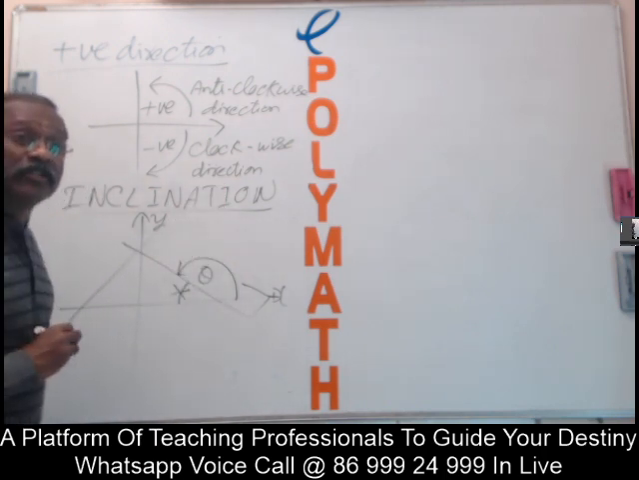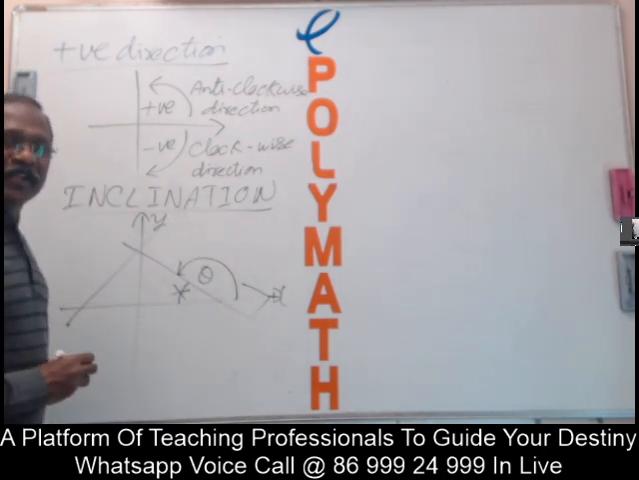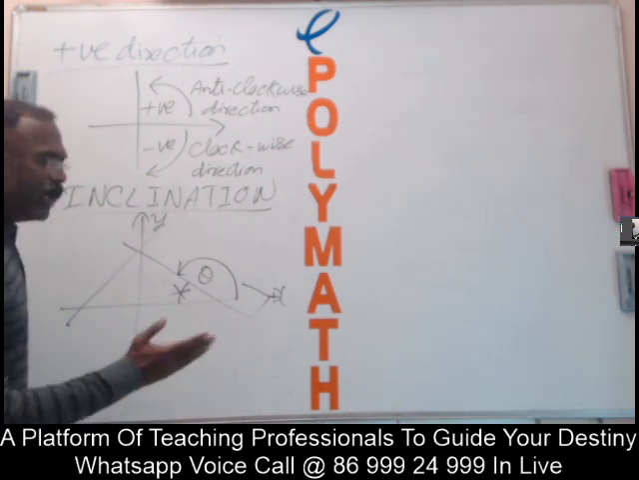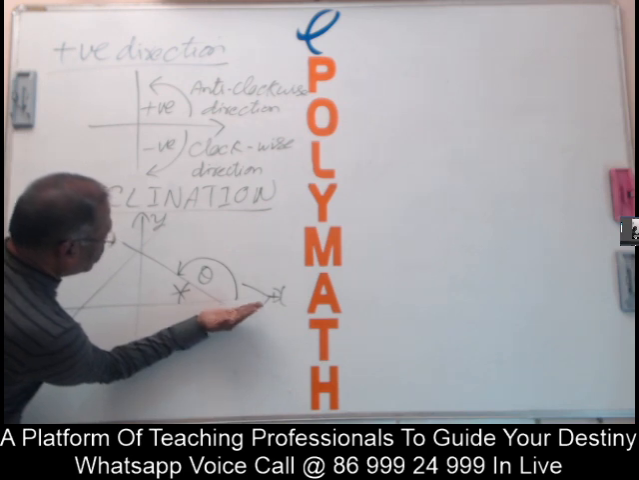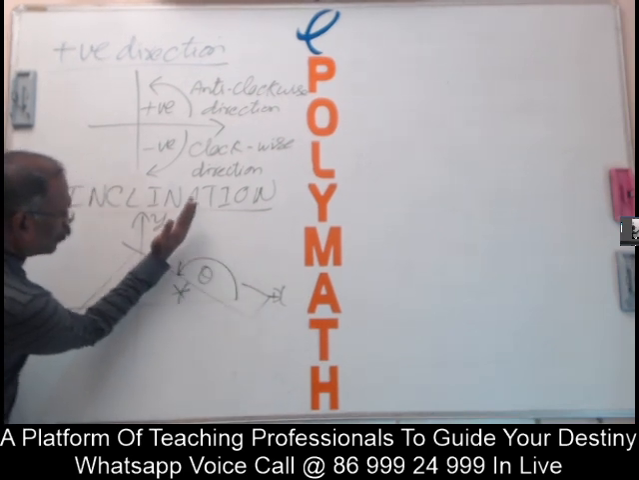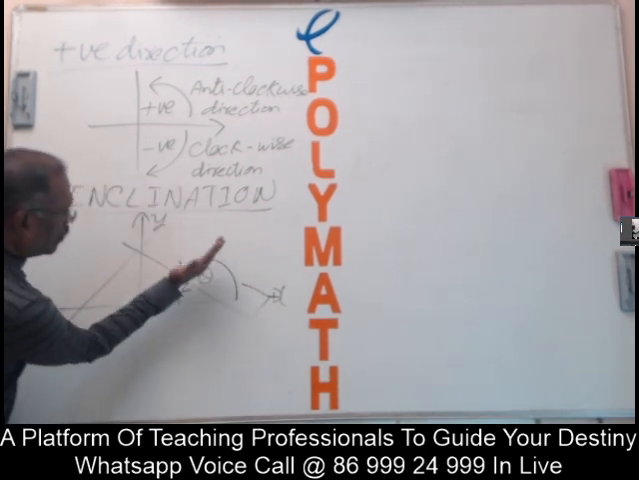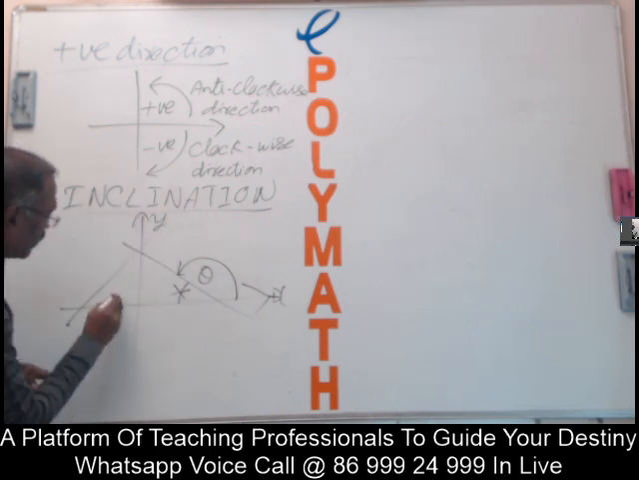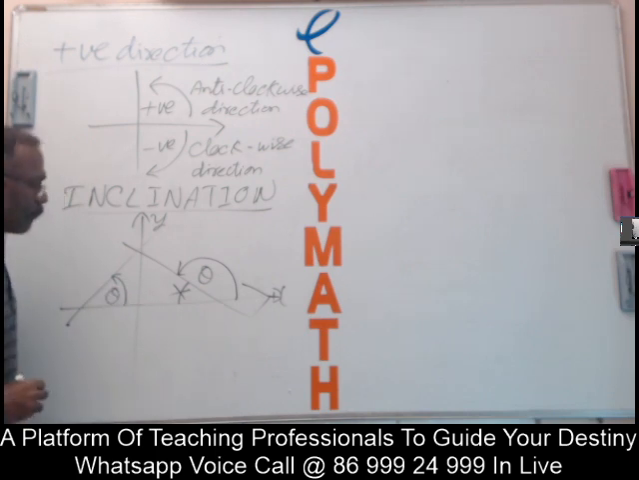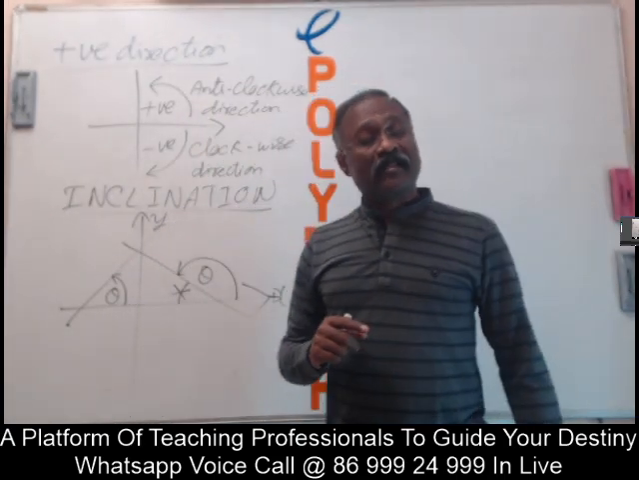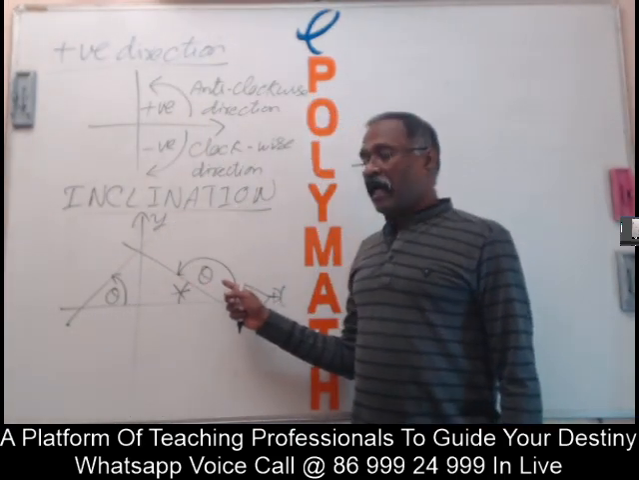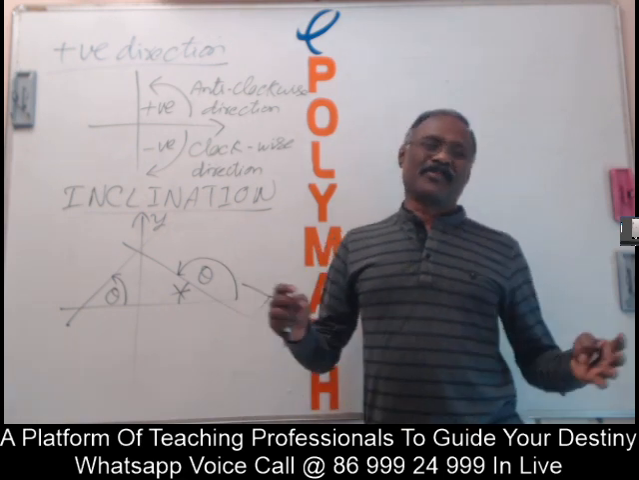Now, if you take another line like this, what is the inclination of this? How to count this inclination? It is also simple. Rotate this positive x-axis like this to join this line. Then this is nothing but the inclination in this case. Understand? So, inclination is the angle made by the line with x-axis in the positive direction.